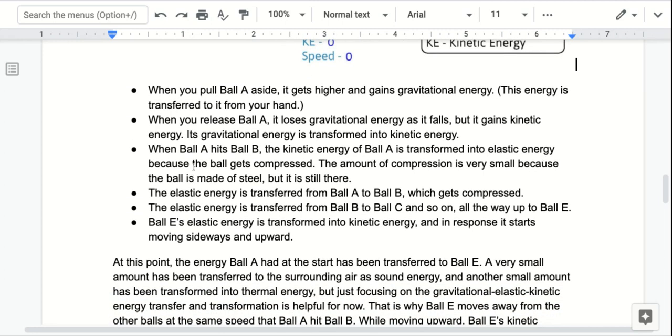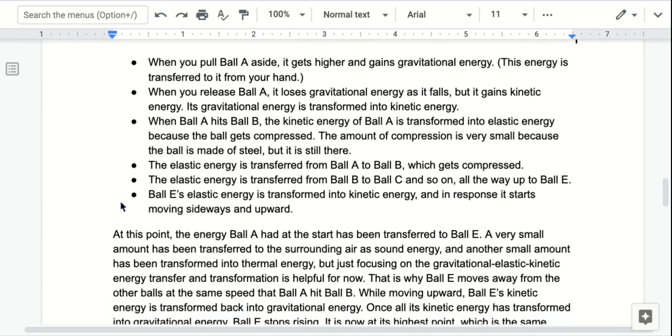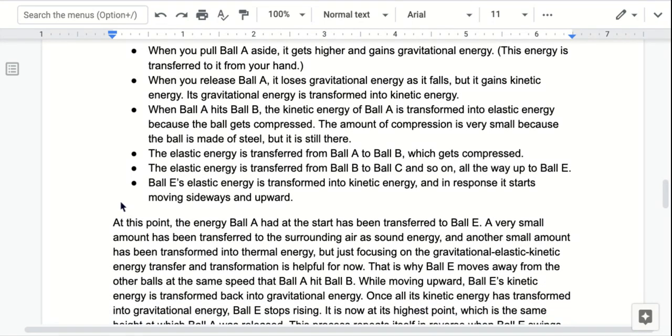When ball A hits ball B, the kinetic energy of ball A is transformed into elastic energy because the ball gets compressed. The amount of compression is very small because the ball is made of steel, but it is still there. The elastic energy is transferred from ball A to ball B, which gets compressed. The elastic energy is transferred from ball B to ball C, and so on, all the way up to ball E. Ball E's elastic energy is transformed into kinetic energy, and in response, it starts moving sideways and upward.